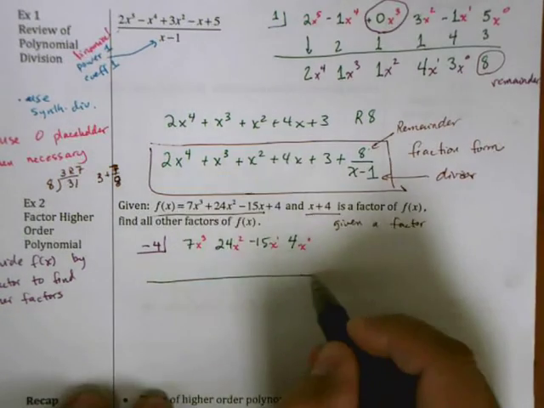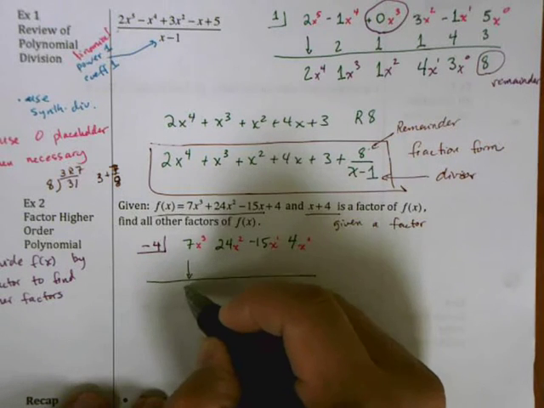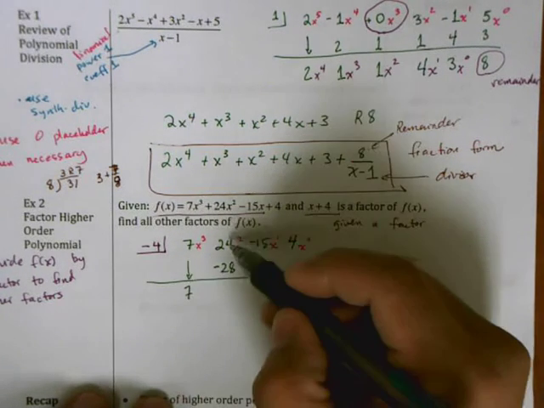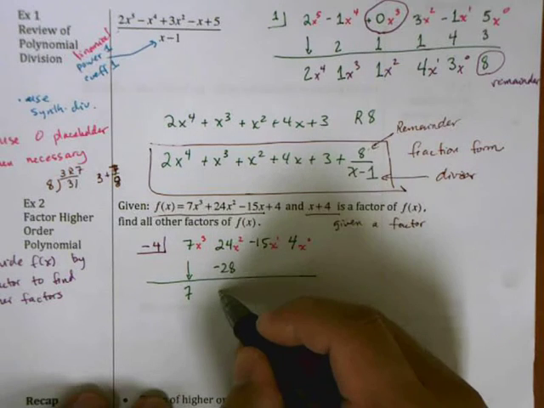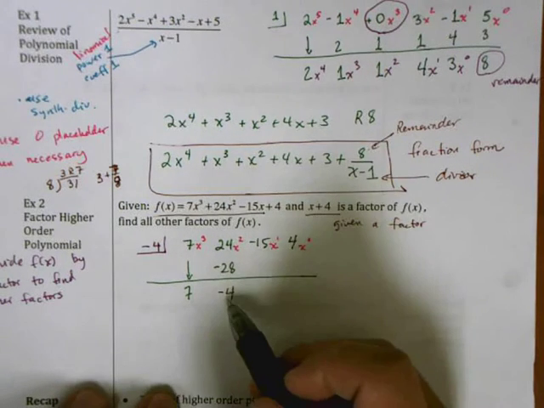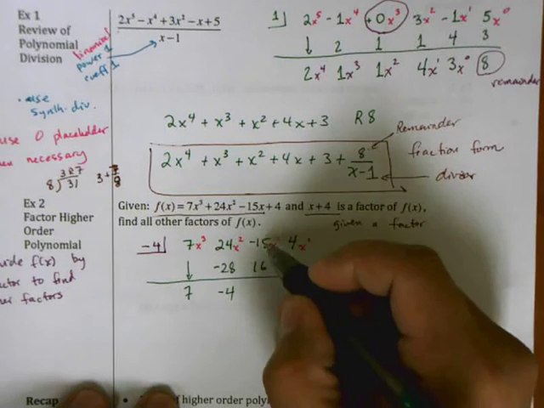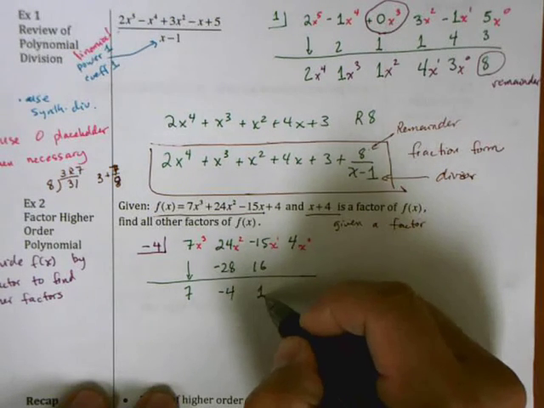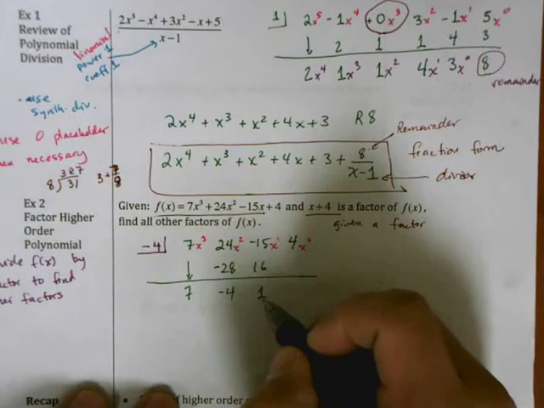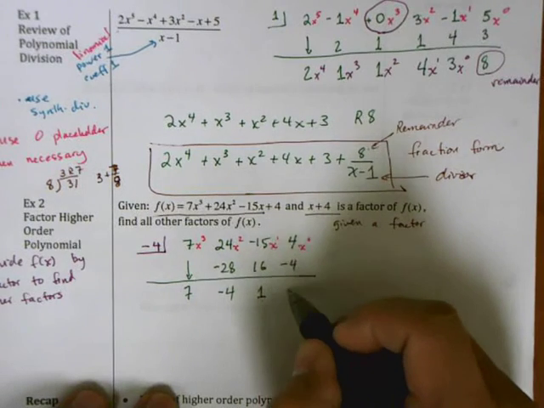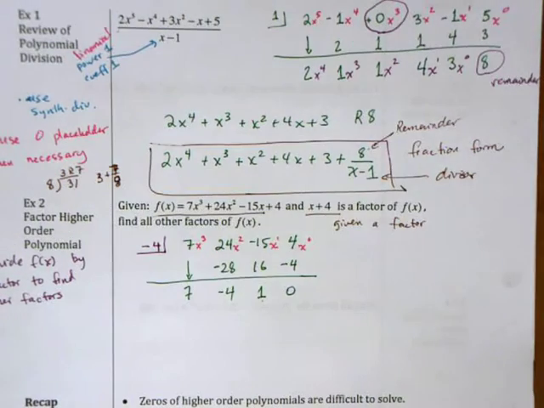So now I can do this: bring down the 7. 7 times negative 4 is negative 28. Add 24 and negative 28, that is negative 4. Multiply negative 4 times negative 4 is positive 16. Add, that gives me positive 1. Multiply 1 times negative 4, negative 4. Add, this gives me a remainder of 0.